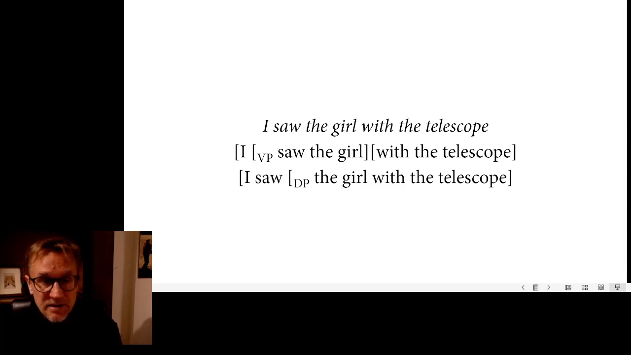In the same sense as I would say I saw the girl from London. So then it's more clear that the from London is actually a prepositional phrase which modifies the object, the girl. So what does this all mean?